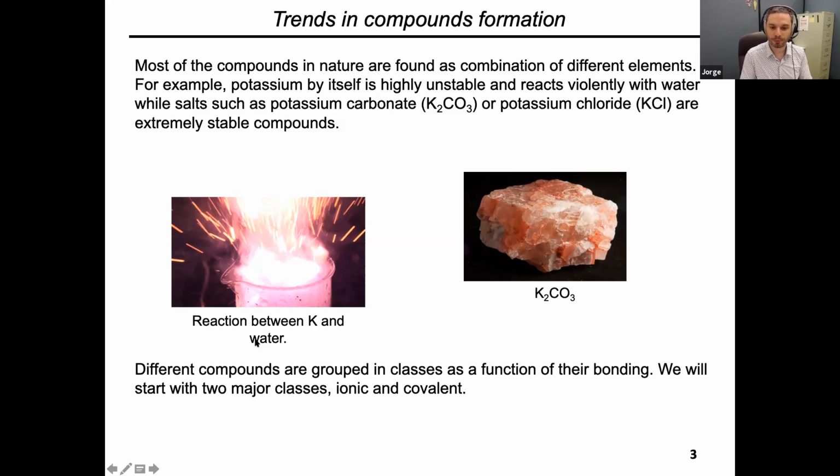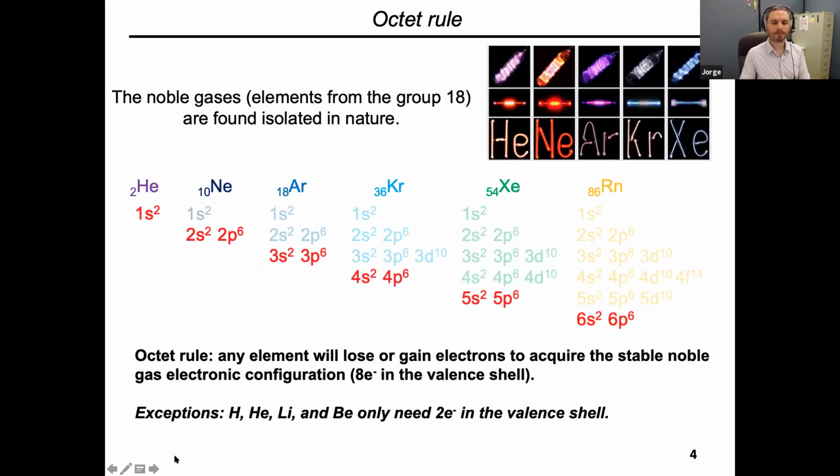Different compounds are grouped in classes as a function of their bonding. And we will cover two major classes, ionic and covalent. Remember that achieving chemical stability means imitating the electron configuration of the noble gases. All the noble gases have one thing in common, which is a full valence shell with 8 electrons. Therefore, the name octet rule.